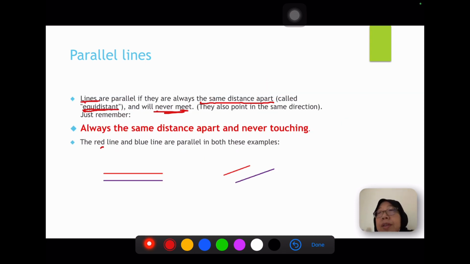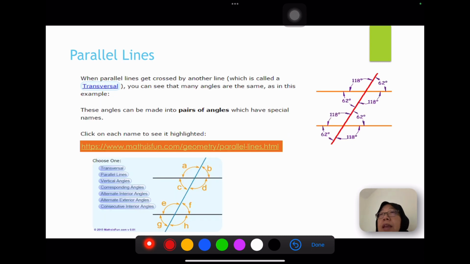You can see the red line and blue line in this example. They are parallel and they are the same distance apart here and here. They will never touch each other. They will go on and on in the same direction, but they will keep their distance away from each other. So this is a parallel line.